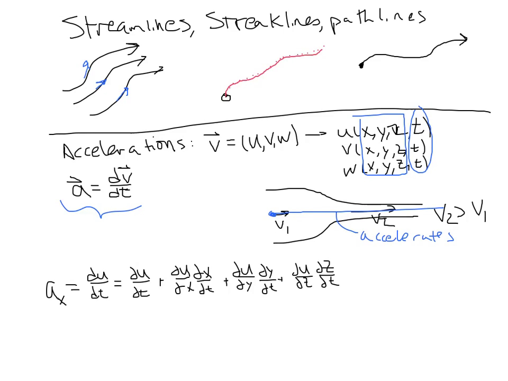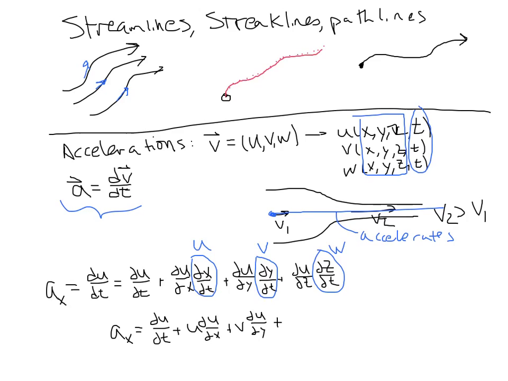Finally, to finish this, we note that dx/dt is just u, dy/dt is v, and dz/dt is w. So the resulting expression for the x component of the acceleration is du/dt plus u du/dx, plus v du/dy, plus w du/dz. And I'll conclude this summary by noting that this first term, the partial derivative with respect to time, is called the local acceleration. The other three are called the convective accelerations.